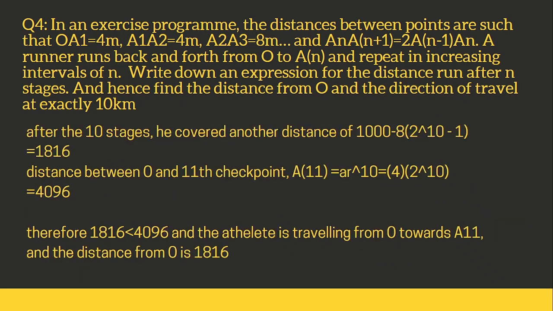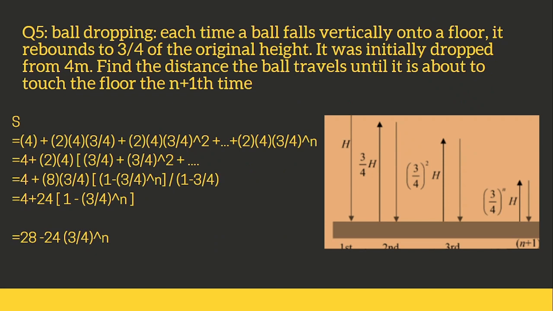So after 10 stages, we covered a distance of, if you calculate from the previous formula, 8184. Then the distance to the 11th checkpoint, A11, equals 4 times 2 to the power of 10, which in this case is 4096. So this means he will be traveling from O towards A11. Because after 10 stages, you have to find the distance traveled so far, which in this case is 8184 meters from O, which isn't your 4096 yet, so that's why he's traveling from O towards A11.